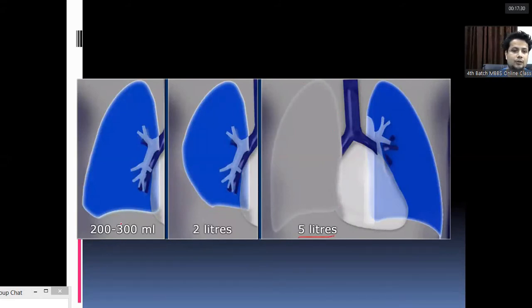So usually the effusions appear as homogeneous opacity because of the fluid, and they are crescentic in outline. So you can see the crescent sign is present in the effusion. This is like the crescent. Okay.